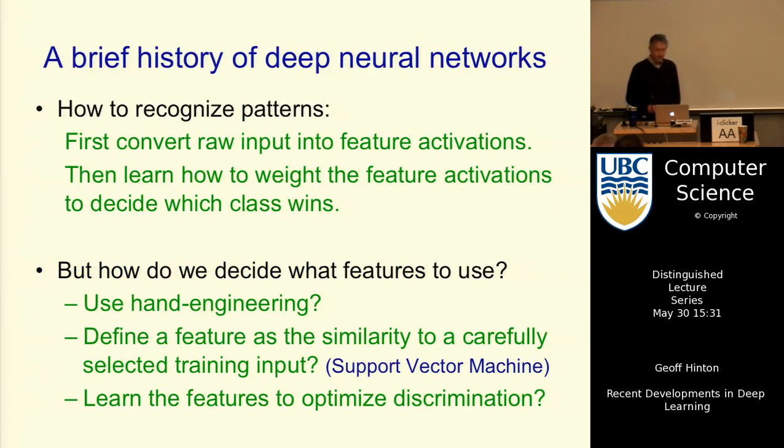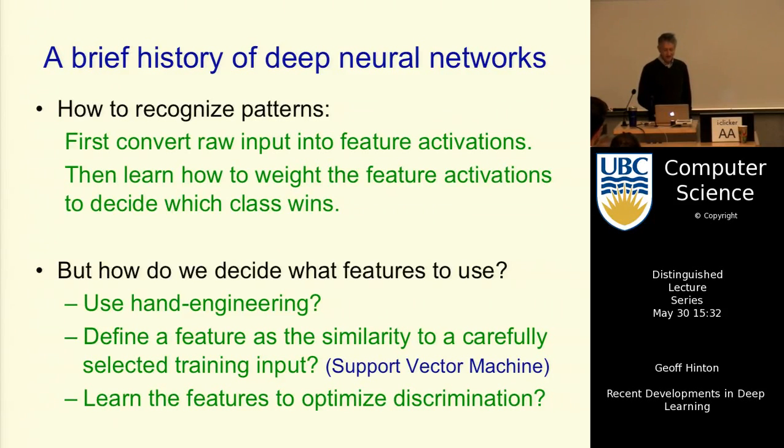So, if you want to recognize patterns, it's obvious how to do it. You get some features from the image or whatever the input is, and then you learn what weights to associate with the features to decide which class it is. And that's called pattern recognition, or statistical pattern recognition. And the issue is, where do the features come from?